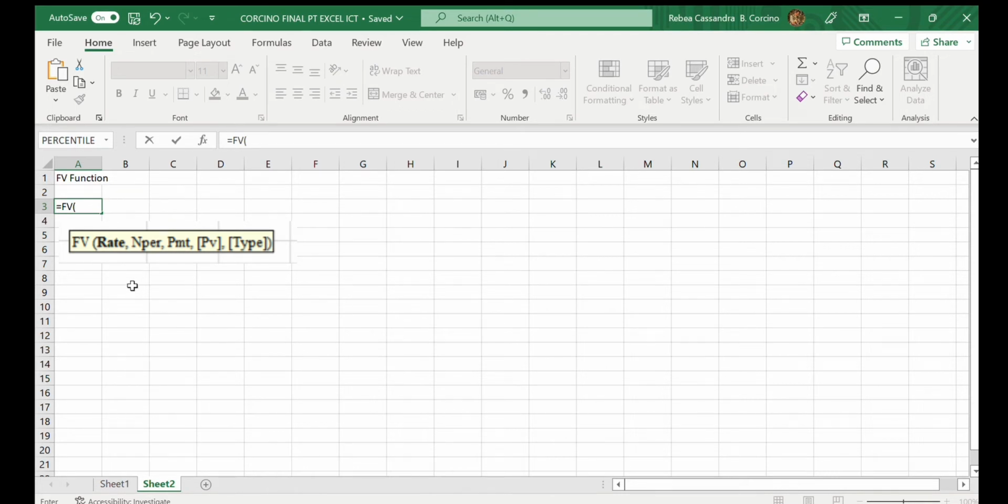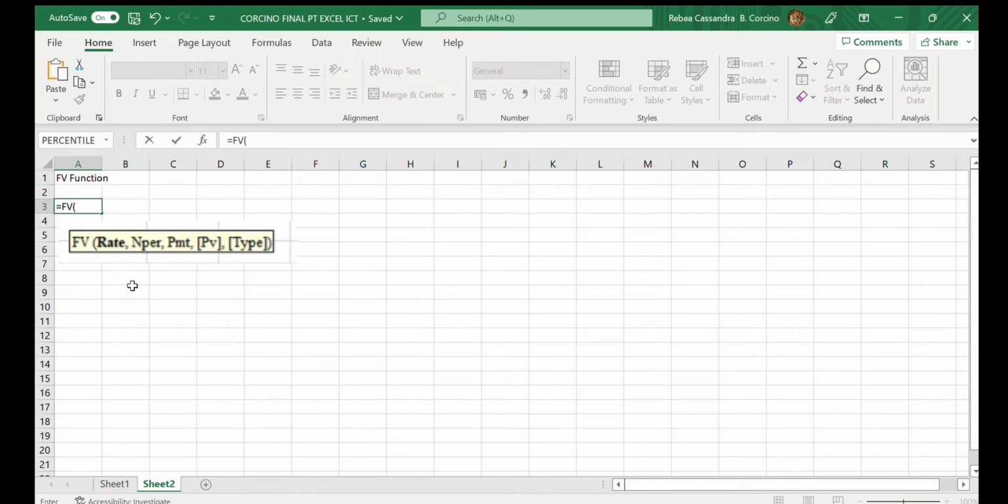The rate basically refers to the interest rate per period. The NPER is the number of periods. The PMT is the payment per period. The PV is the present value. And lastly, the type is basically when the payment is made. If nothing is mentioned, then it is assumed that the payment is made at the end of the period.